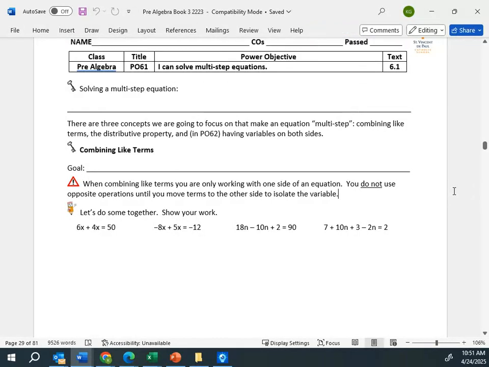Good morning. Today we are continuing on with multi-step equations using more than one variable, doing lots more of the mathy math. So we are doing Po61: I can solve multi-step equations. This is where it becomes really important that we follow all the steps in the correct order.